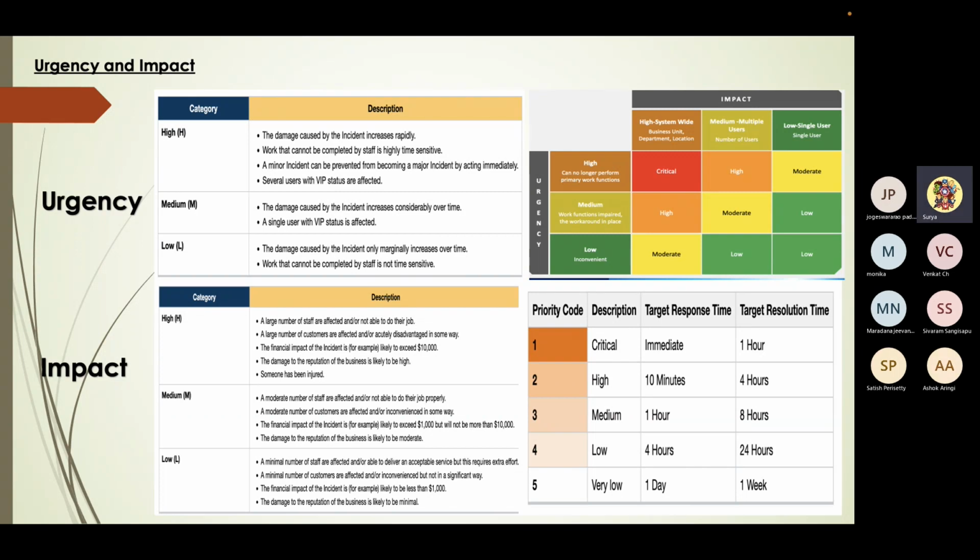Okay, you prioritize the incidents, then what should you do? You just prioritized everything.